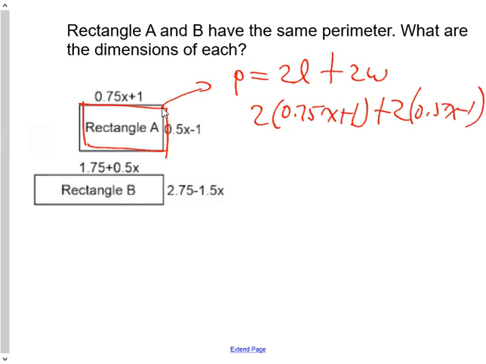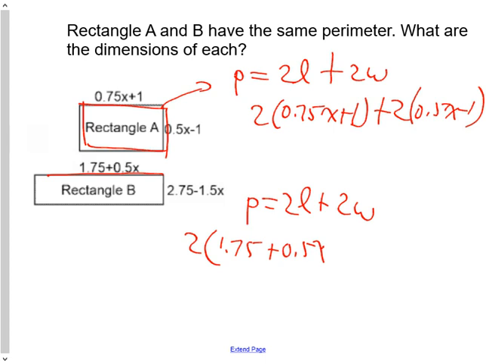Right? That's the perimeter of rectangle A. Rectangle B, using that same formula, 2 lengths plus 2 widths, would be 2 times the length, there are 2 of these, and 2 times the width, there are two of these.